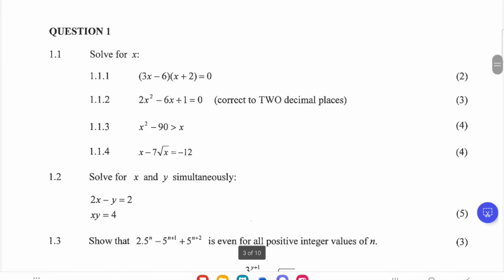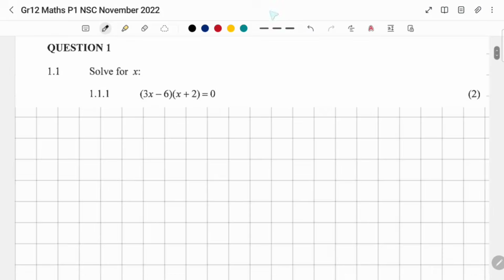We have question 1.1.1. This is the first question that we have. We have to solve for x, and we have (3x - 6)(x + 2) = 0. You see that this is for 2 marks. Usually it's for 3 marks because there's a step where you have to factorize, but they factorized it for you. So all you have to do is, you see that you have your factors, and one side is already equal to 0. Just go ahead and equate your factors to 0.